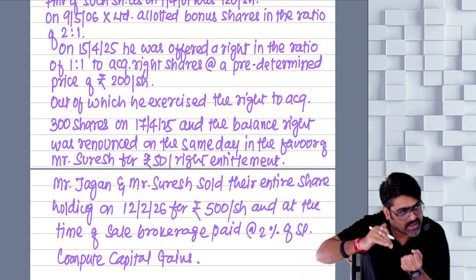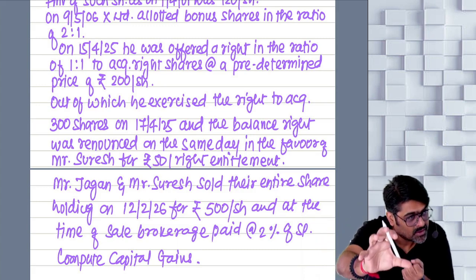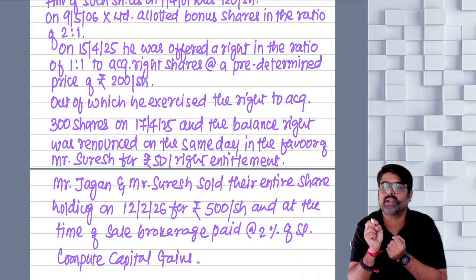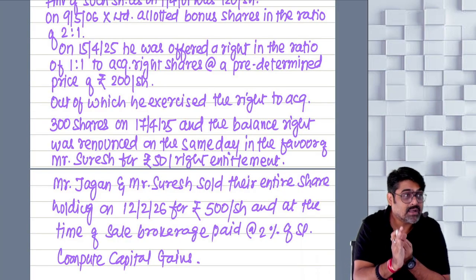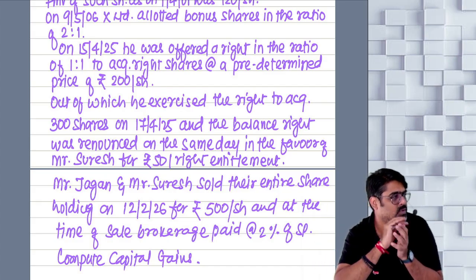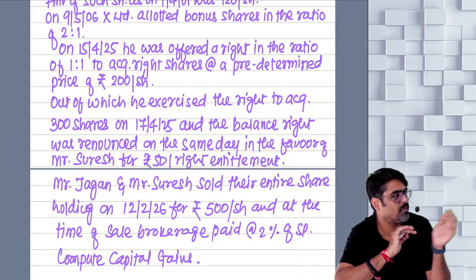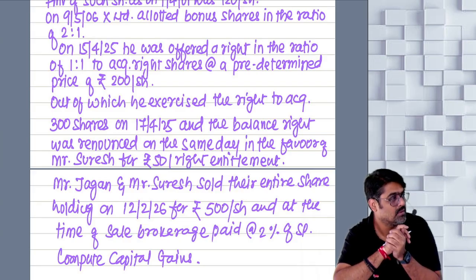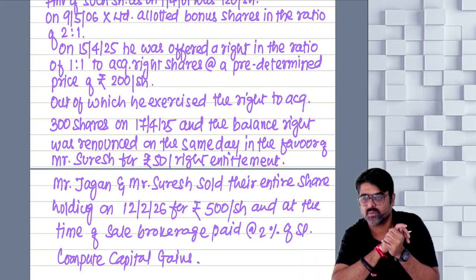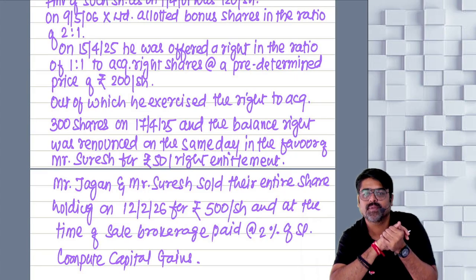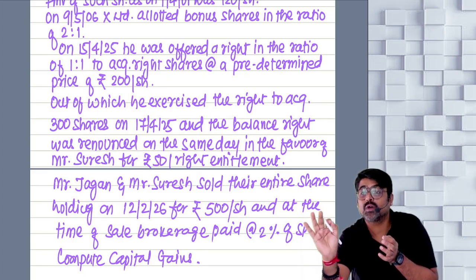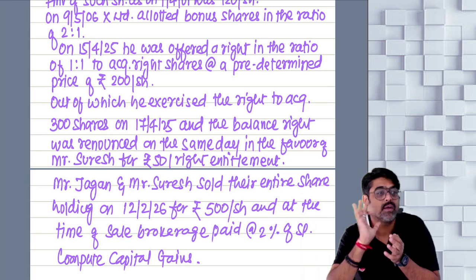So you are renouncing rights of 450 shares. Per right you are getting how much? 50. That 50 rupees you are getting is the full value of consideration for transferring your right. Based on that you are supposed to calculate the capital gain. So 450 rights you transferred, no? 300 you exercised, 450 you transferred. Per right how much you are getting? 450 into 50. 22,500 will be your full value of consideration.